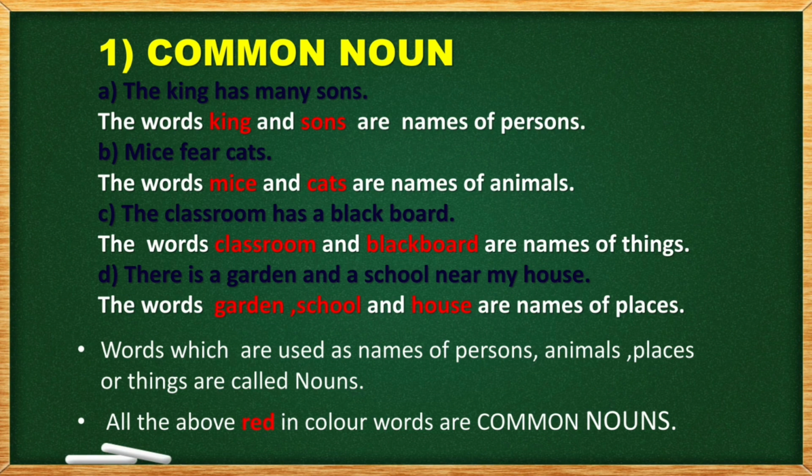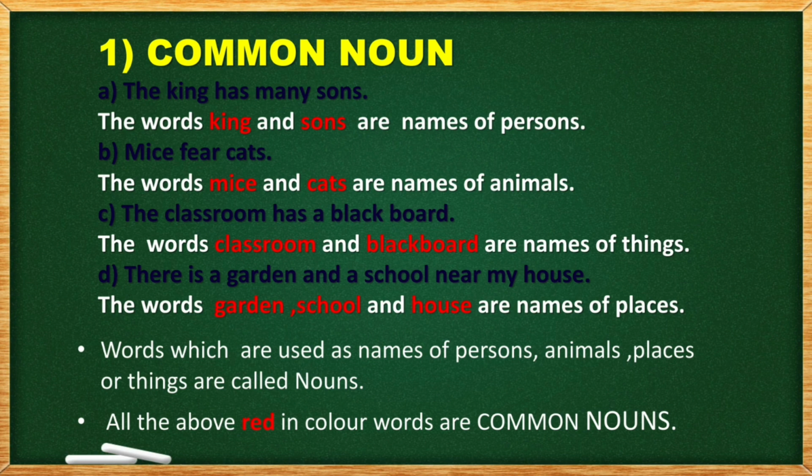Now we learn the first type of noun, it's common noun. Here some examples are given. Number 1, the king has many sons. Here the words king and sons are names of persons. Number 2, mice fear cats. The words mice and cats are names of animals.